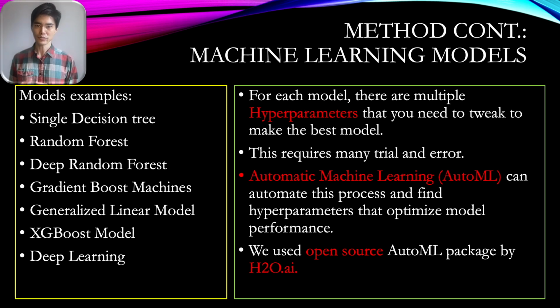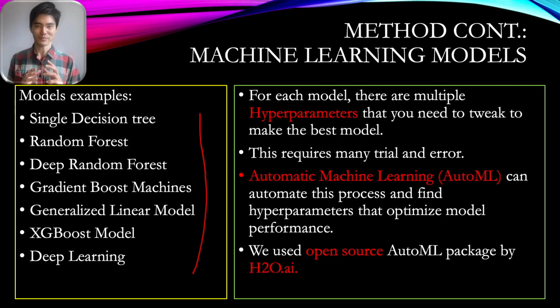Now, choosing the machine learning model is always a little bit of a struggle because there are so many different kinds of models out there. Just looking at this short list, there are decision trees, random forests, gradient boost machine learning models, an XGBoost model, and then the famous deep learning model as well. And for each model, there are hyperparameters that you have to tweak to optimize the model. So that's a lot of trial and error and a lot of work.